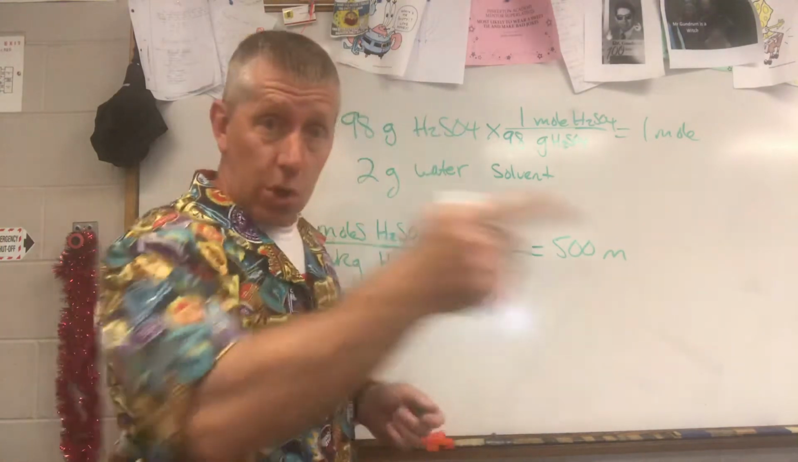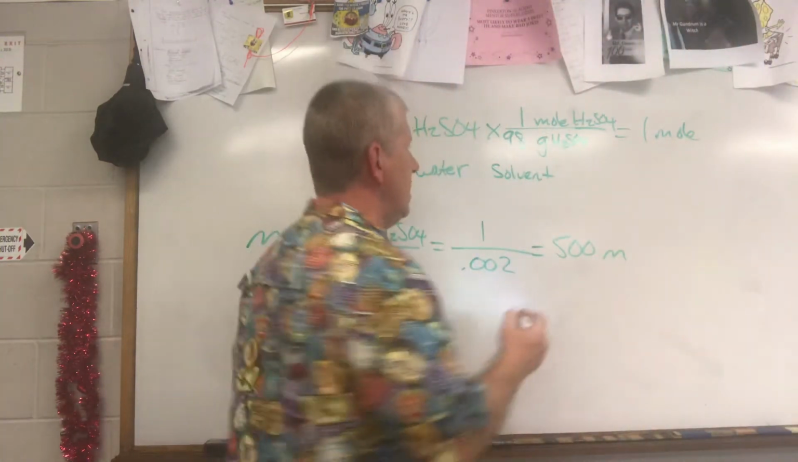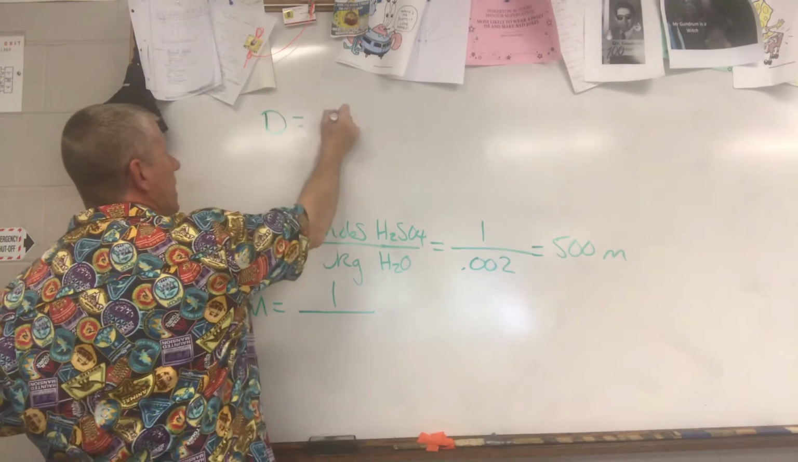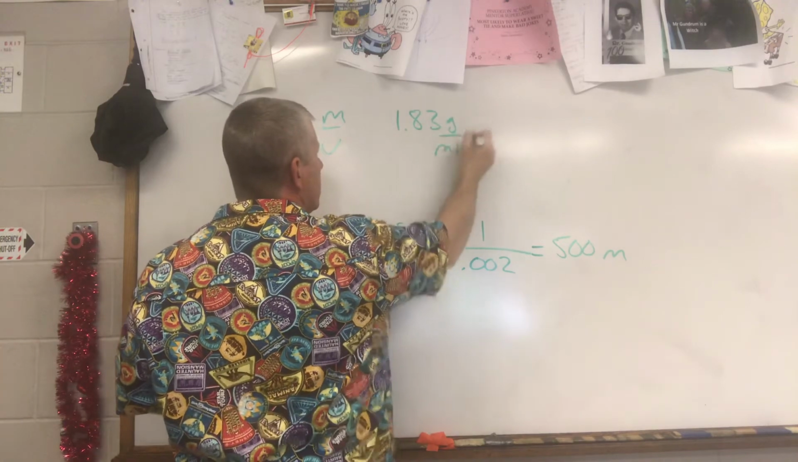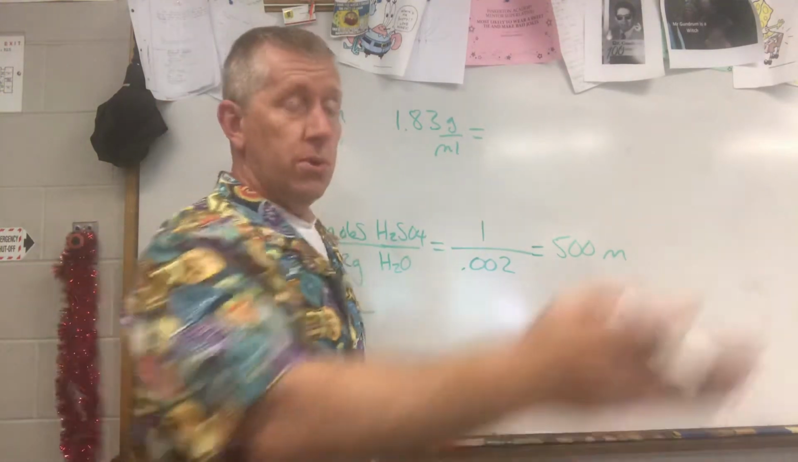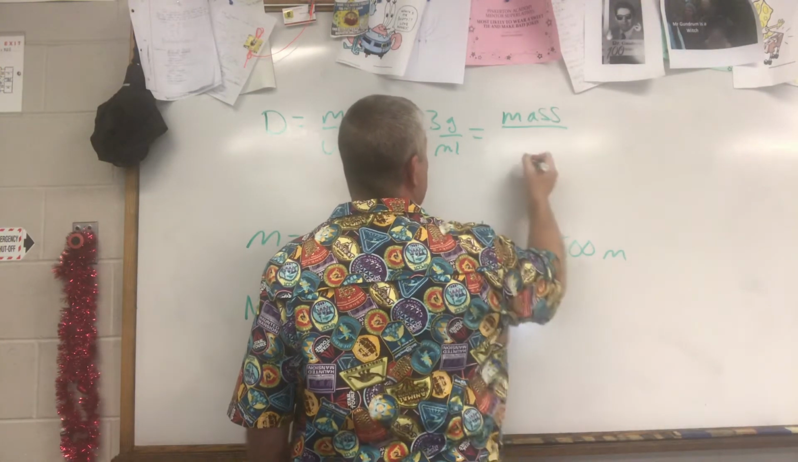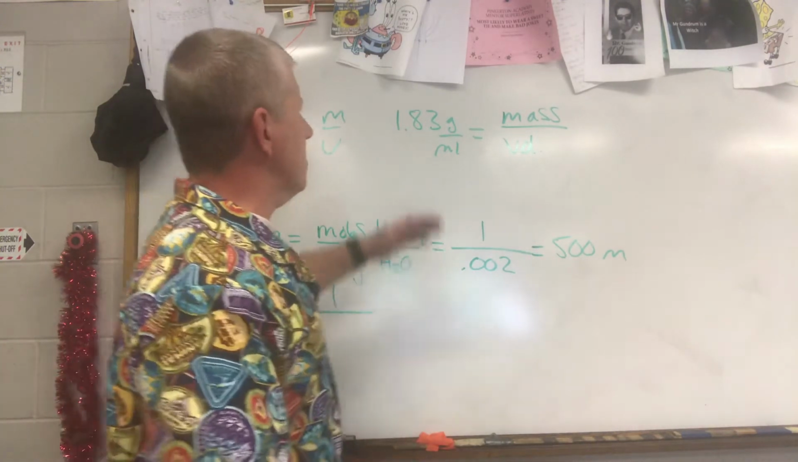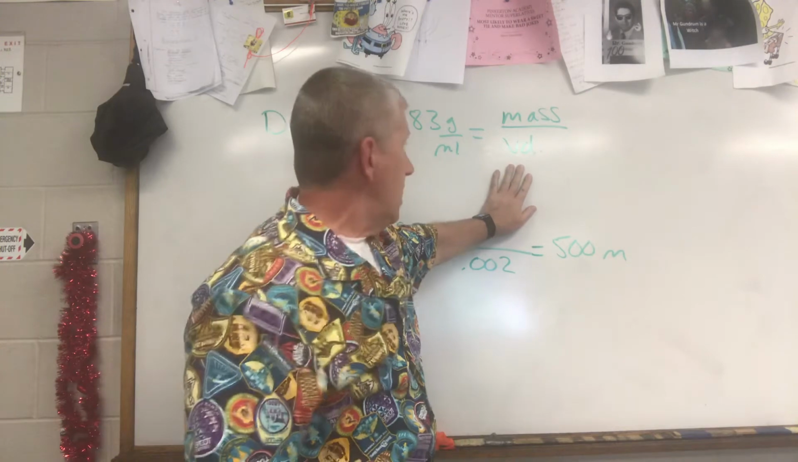I was told in this problem that the density of the solution is 1.83. Density is mass over volume. The 1.83 grams per milliliter is my density of the solution, and that's equal to mass of the solution over the volume of the solution. Was I given either of these? Was I given the volume of the solution? No, and that's what you want to find.